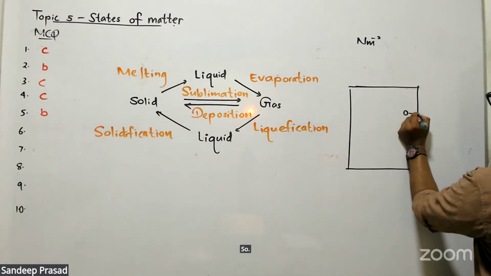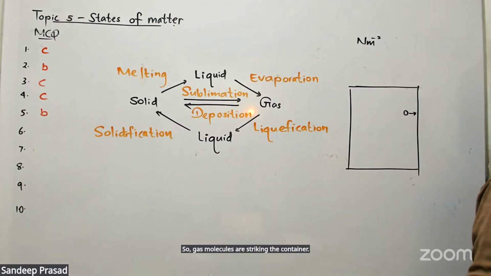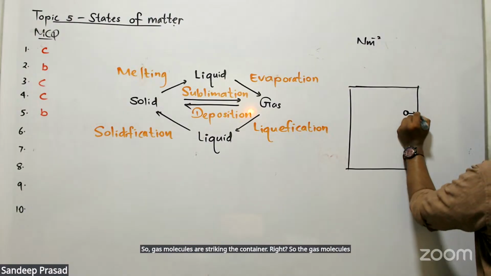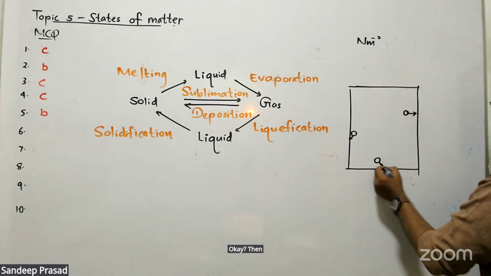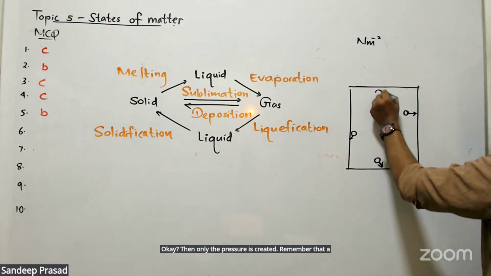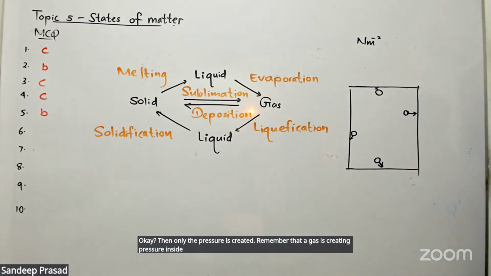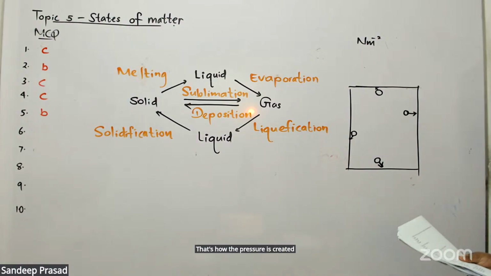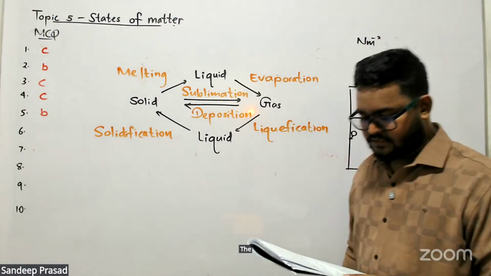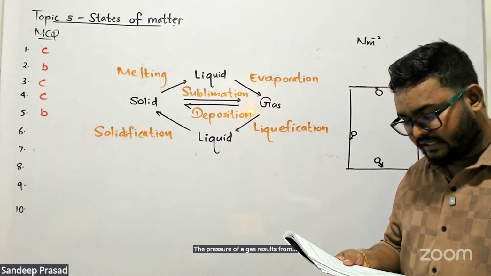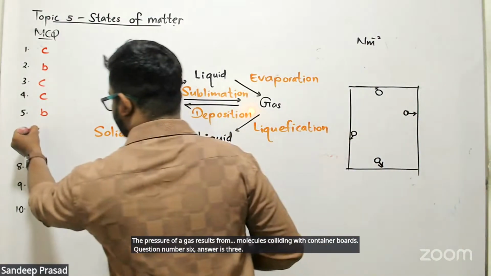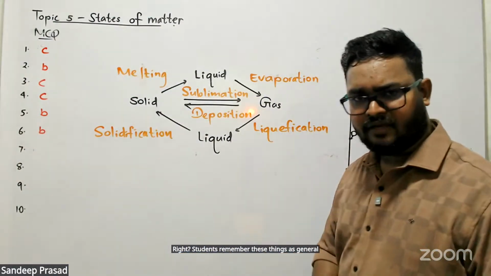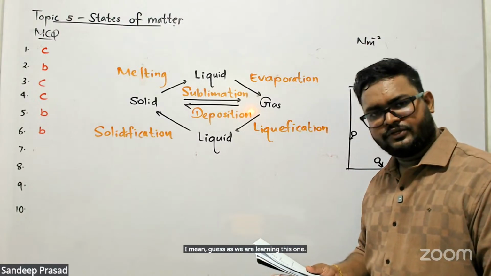So gas molecules are striking the container, right? So the gas molecules are striking on the wall of the container. Then only the pressure is created. Remember that a gas is creating pressure inside the container by striking the wall of the container. That's how the pressure is created. In that manner, the pressure of a gas results from molecules colliding with container walls. Question number 6, answer is B. Students, remember these things as general knowledge actually. In gases, we are learning this one, but you should remember this one, right?